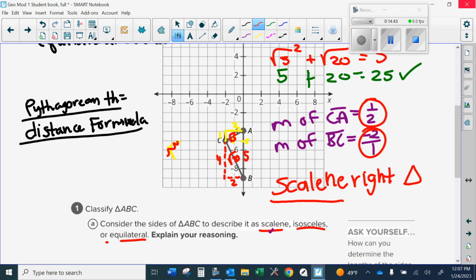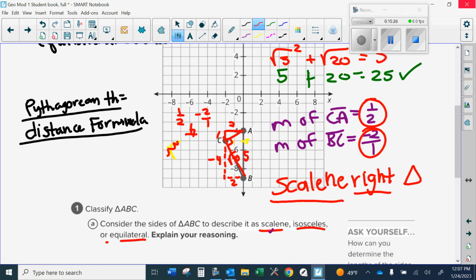Now the question is whether it's just scalene or is it also a right triangle? Well, the question is therefore, what are these slopes? Right here, remember I had 1 and 2. So the slope there is 1/2. And what is this slope right here? Because it looks like it's 90. Is it though? Change in y, we're going down 4 and right 2. So it's negative 4 over 2 is negative 2, or negative 2 over 1. Are those negative reciprocals? And the answer is yes. So therefore they are perpendicular. So that's why it's a scalene right triangle.